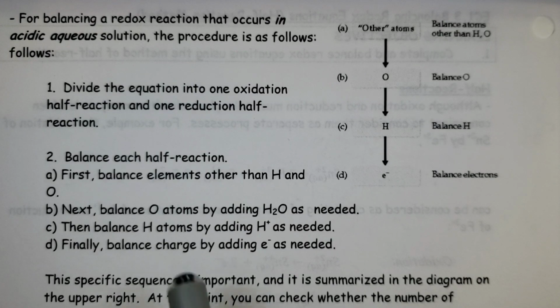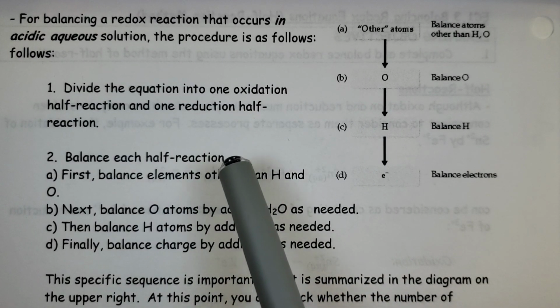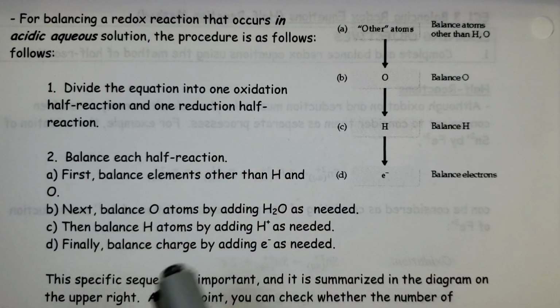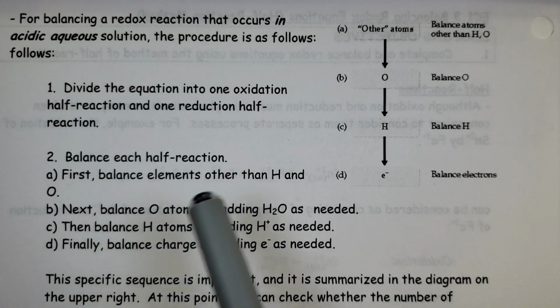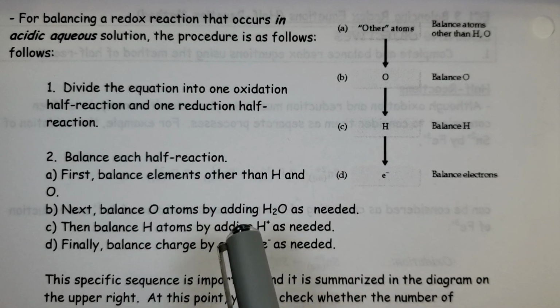Here's the process. We divide the equation into one oxidation half reaction and one reduction half reaction. So it should be pretty easy to see what's being oxidized and what's being reduced. You could go through and assign oxidation numbers, but it'll be pretty obvious.